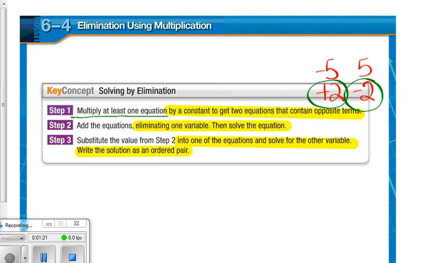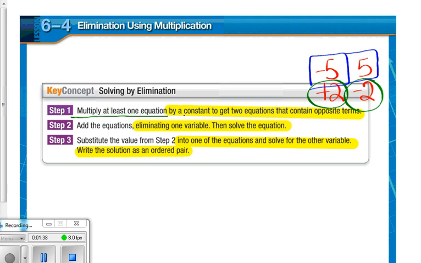And if we're looking at -5, what is the opposite of -5? Good, +5, right? So that's what we're trying to do. We're trying to multiply by a constant to get 2 equations that contain opposite terms. And this will make more sense as we get into the first equation, okay?